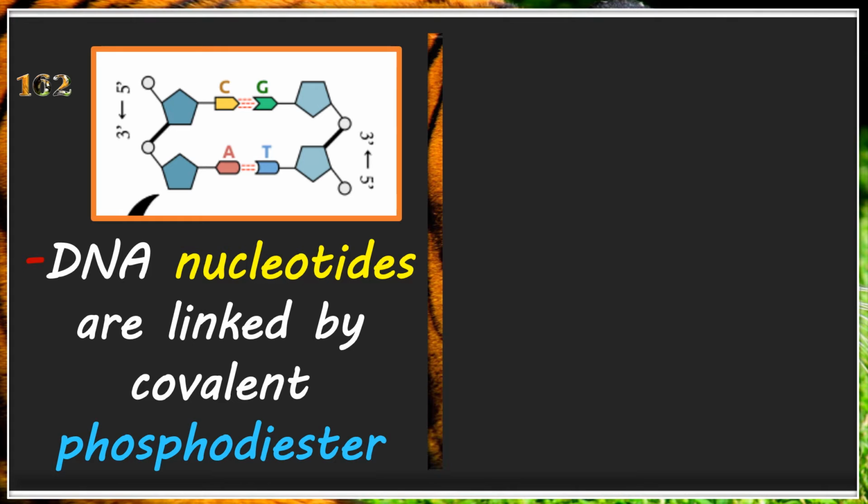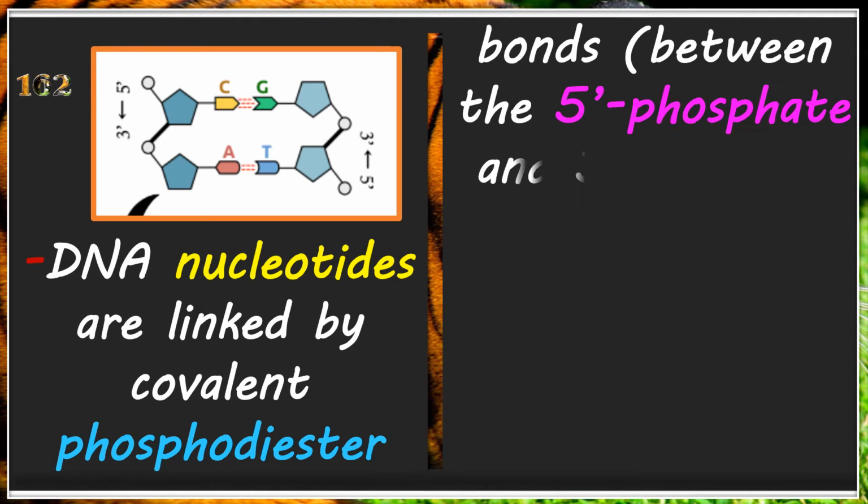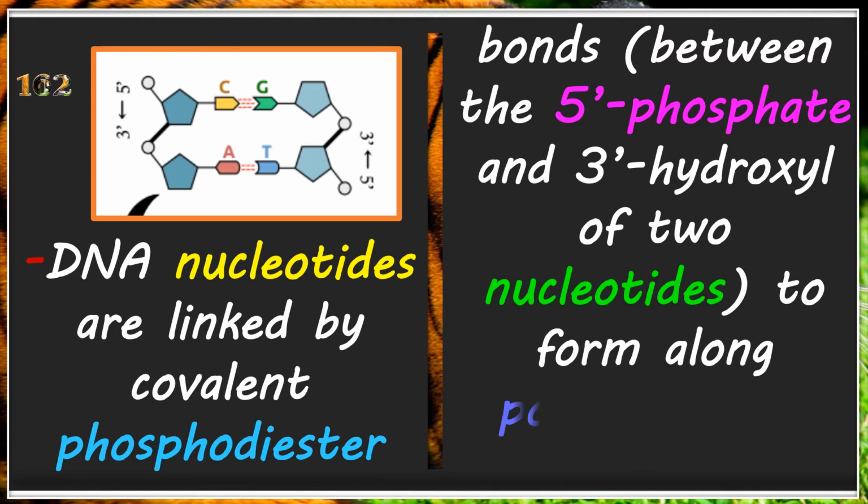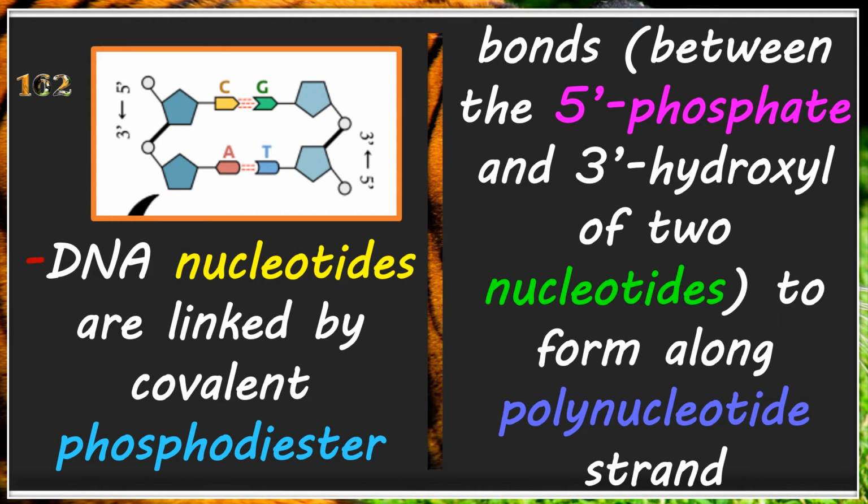DNA nucleotides are linked by covalent phosphodiester bonds, that is between the 5-phosphate and the 3-hydroxyl of the 2 nucleotides to form a long polynucleotide strand.